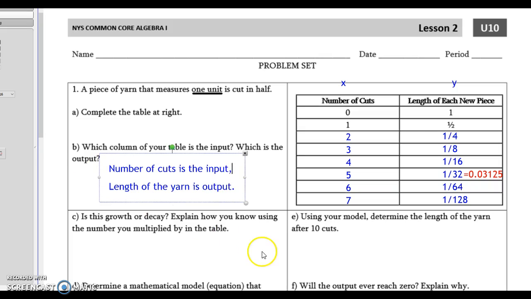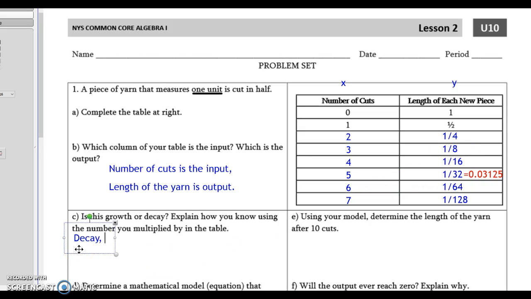Great. It asks if it's growth or decay, and you can see that this value is shrinking from 1 to 1/2 to 1/4. It's shrinking by quite a lot. And it says, explain how you know using the number you multiplied by in the table. Well, we know that it's decay because it's shrinking in size. But we can also determine that we're taking each new piece and multiplying that new piece by 1/2 to get the next value. 1/2 times 1/2 is 1/4. 1/4 times 1/2 is 1/8, and so on.